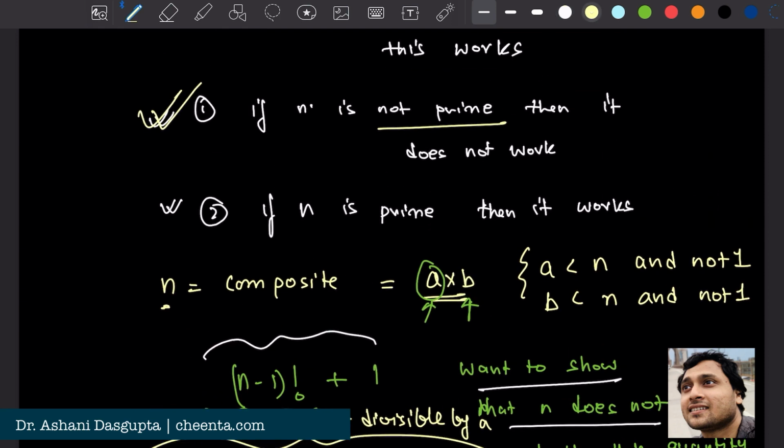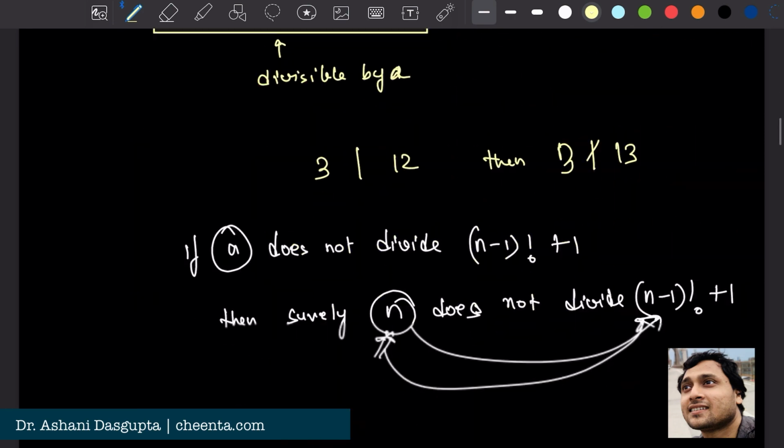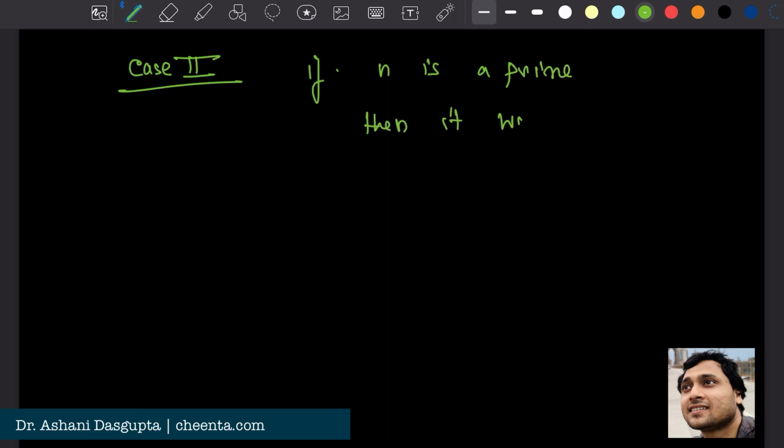This one is done. Now what we want to check, if n is a prime, then it would work. So let's try that. Case 2. If n is a prime, then it works. But how do we show this? Alright, so the first thing to realize is that there is something called inverse of a number. So what is inverse of a number?